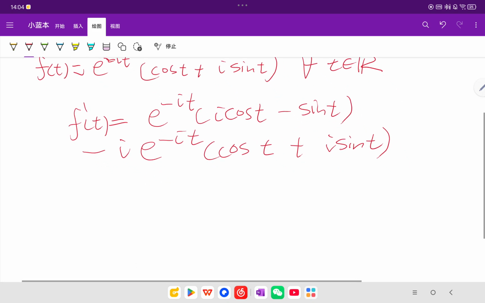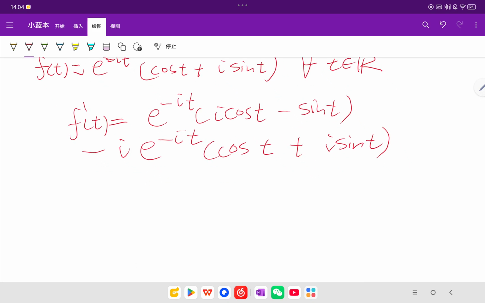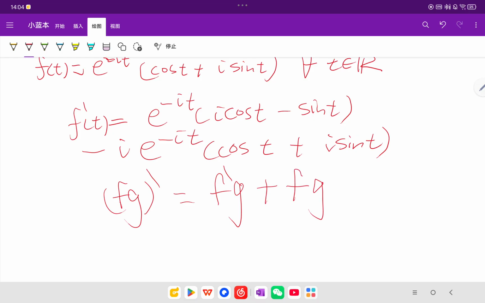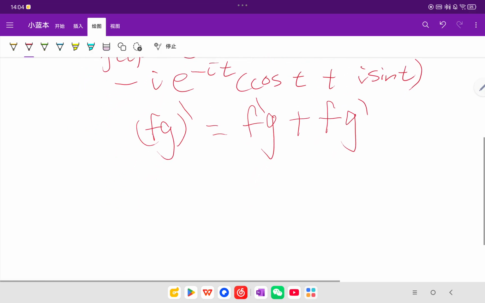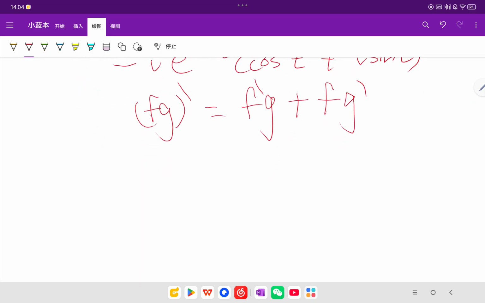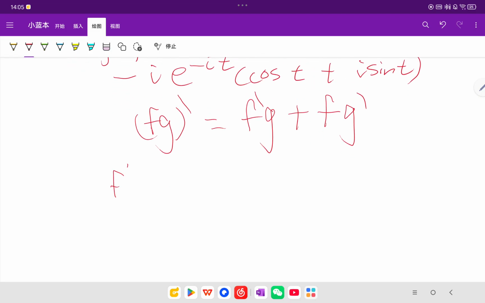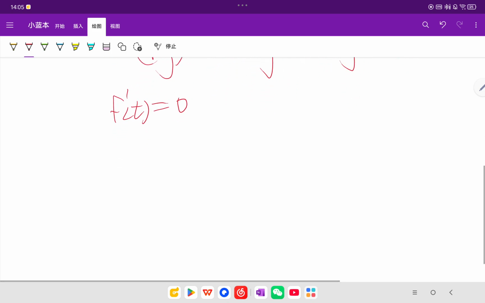For people who are not familiar, the product rule is just when you're calculating the derivative of a product of two functions, you multiply the derivative of the first times the second function, plus the first function times the derivative of the second function. So what does f prime(t) equals 0 mean? It means that it's identical for all t in real numbers. Hence, f is constant everywhere.